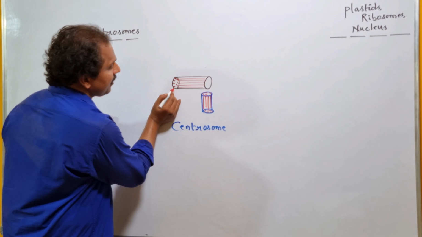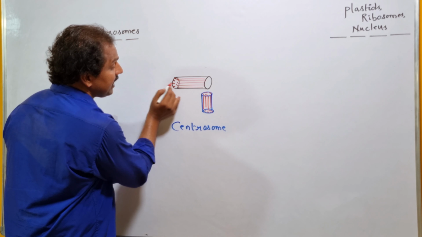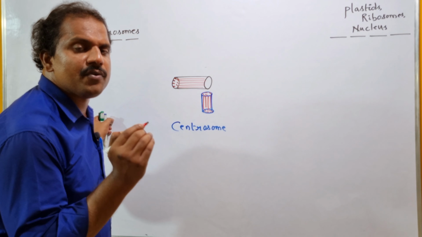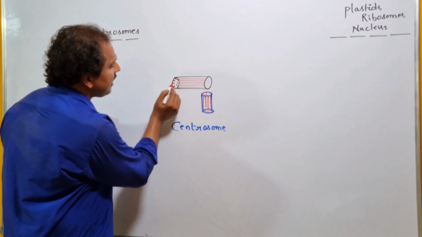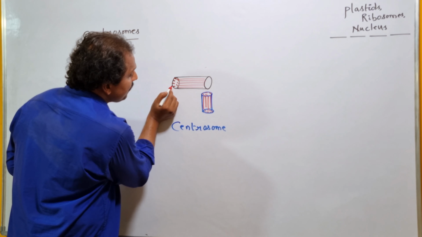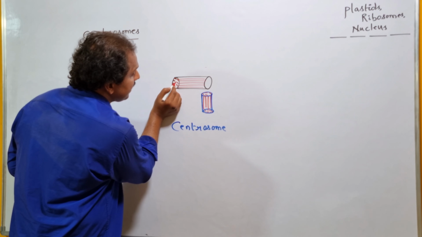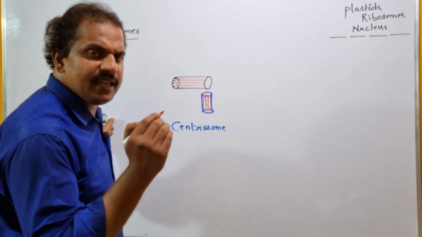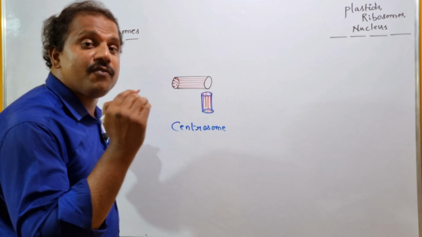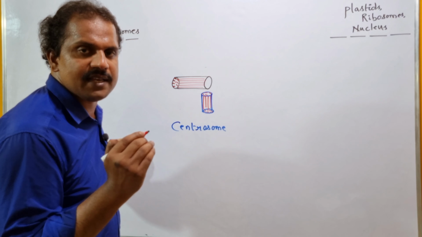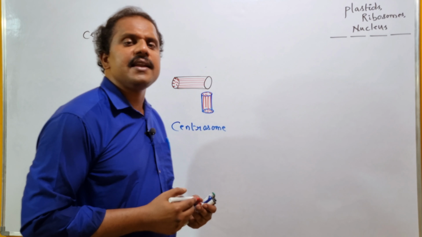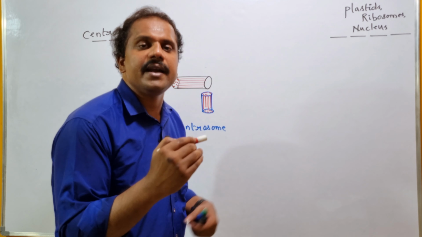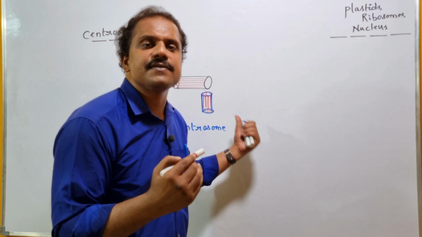The 9 triplet microtubules which are present on the peripheral region are capable of associating with the proteinaceous hub present at the center by taking advantage of a specific protein, the radial spoke. The centrioles play an important role in forming the basal body of cilia as well as flagella. Cilia and flagella originate from the basal surface of the body by taking advantage of centrioles.